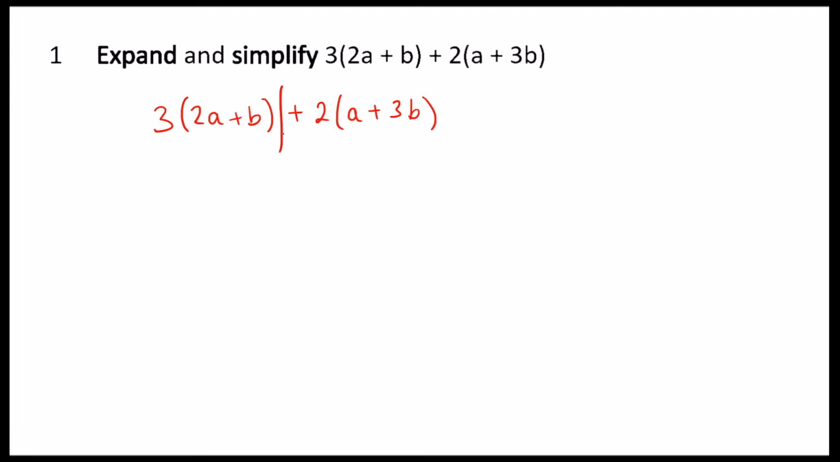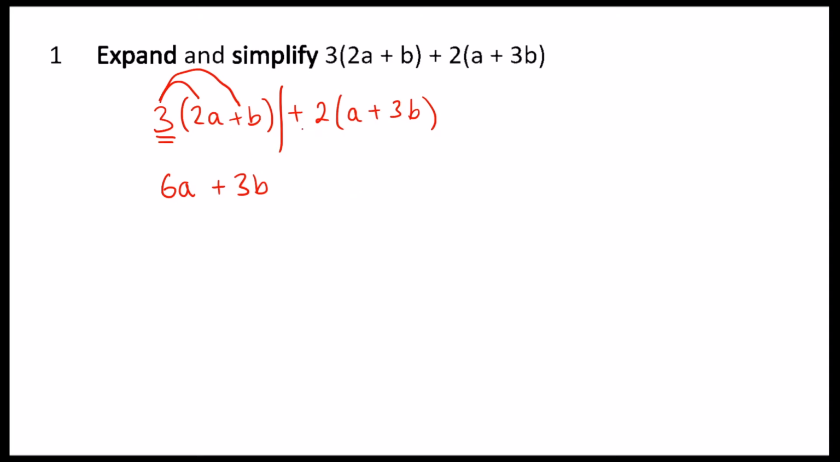Firstly, I hope you can see if I draw a line just down there, we've got a bracket to expand on the left and a bracket to expand on the right. Let's do this now. So if we expand the first bracket, we have a 3 at the front, so we want to do 3 times 2a, which is 6a, and also 3 times positive b, which gives us plus 3b. That's the left bracket expanded.